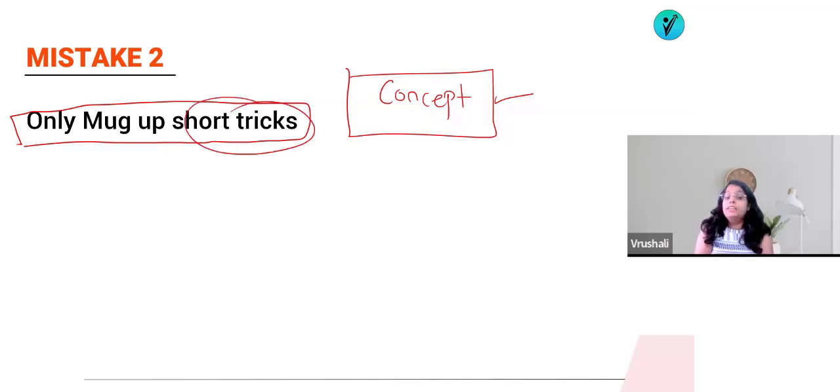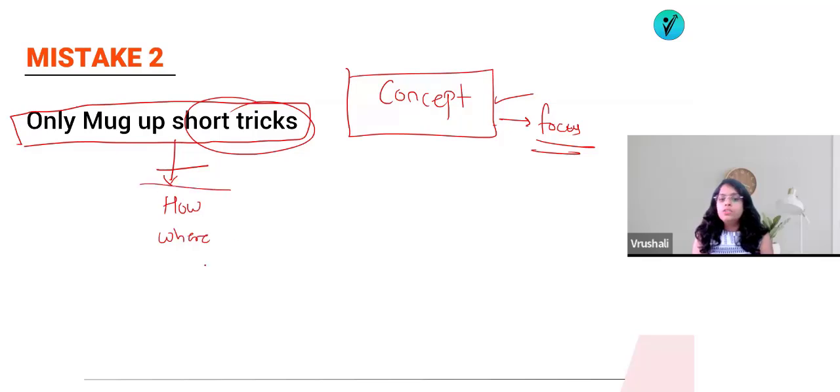First, understand the concept. Understand the tricks. ये tricks कहाँ से आ रही है? How exactly do these tricks work? How can I apply this trick? Where to apply this trick? You have to understand all these basic things, all these concepts, and then you can apply the short tricks. So the first focus should be on the concept. Then you can easily use the short tricks, and even for the short tricks, you have to understand where and how you can use them. These points are important. So this is the second mistake which we have to avoid.